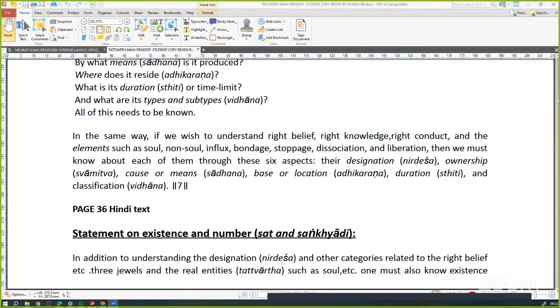Number 3, statement on existence and number, that is Sat and Sankhyadi. In addition to understanding the designation, Nirdesh, and other categories related to the right belief, etc., the 3 jewels and the real entities, Tattvartha, such as soul, etc., one must also know existence, Sat, number, Sankhya, and related aspects.